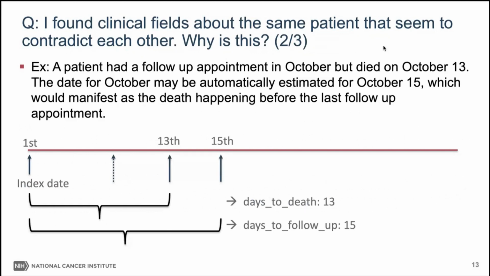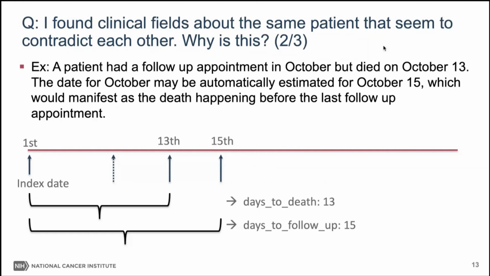But let's say a patient had a follow-up appointment in October, and that's all we know. The doctor wrote down October. But the patient died on October 13th. Because we only know the patient had a follow-up appointment in October, it may be automatically estimated to be October 15th, because this is just how some clinical data collection protocols work. This would manifest as the death happening before the last follow-up appointment. And I have this timeline here.